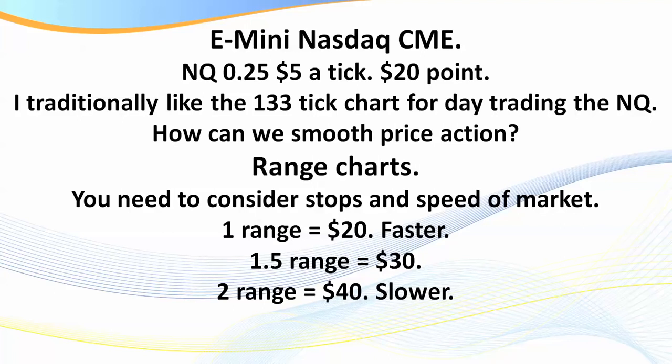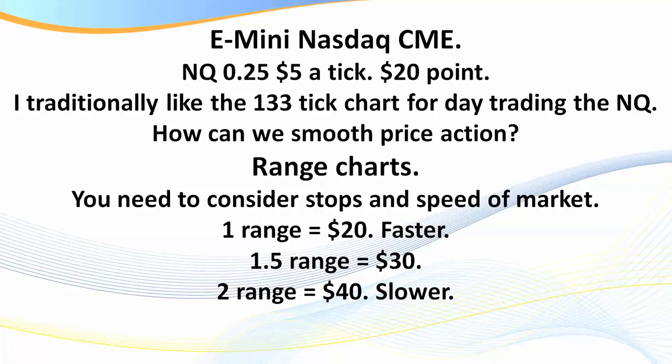Now with range charts, as with tick charts and any time frame, you need to consider stops and the speed of a market. Of course, the lower the time period, for example one range, each candle will form a lot quicker than say a two range. So also at times one range is just not tradable, in my opinion. That is, each candle is forming so quickly, it makes it very difficult to enter the market and also identify trade setups. So I really like the 1.5 range, or the 6. So 1.5 range, as a reminder, is 6 ticks.